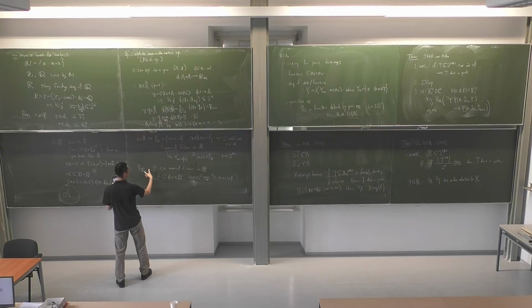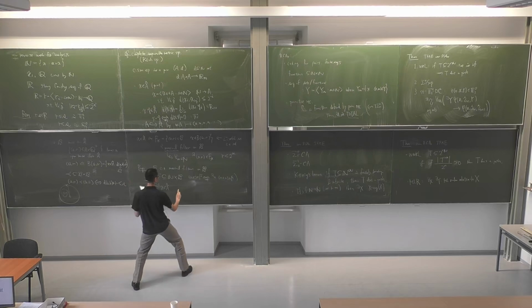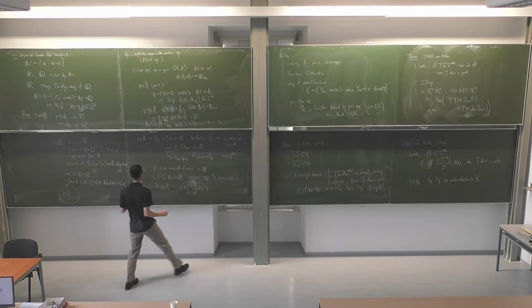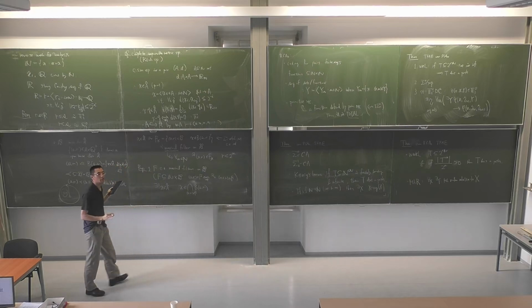So given a CE maximal filter, then of course there exists a unique point x in A hat such that the filter is just the intersection of all these things.